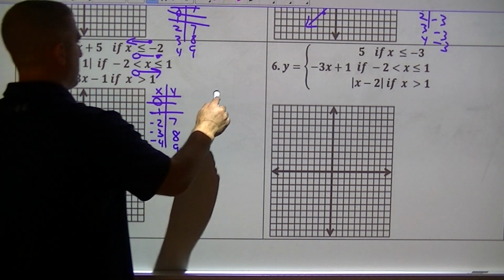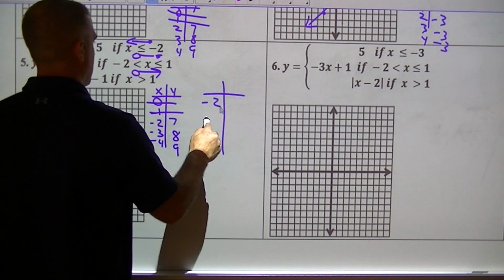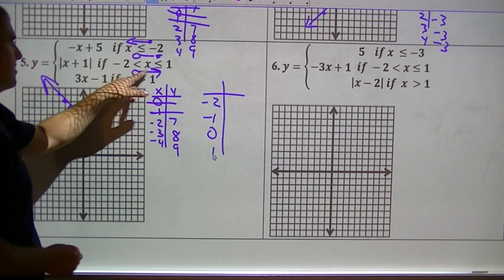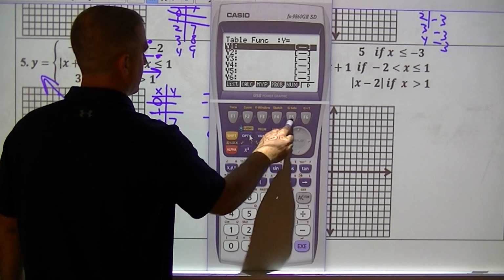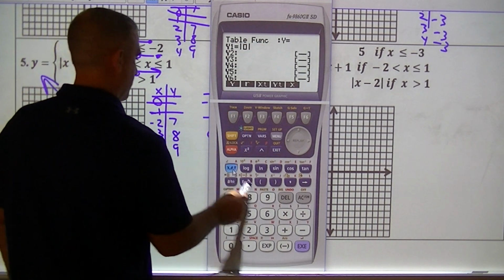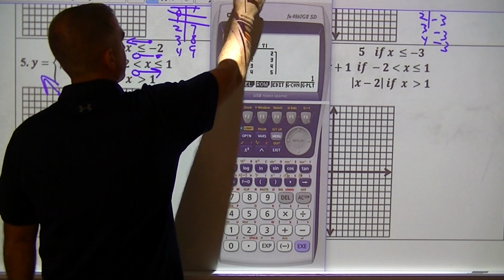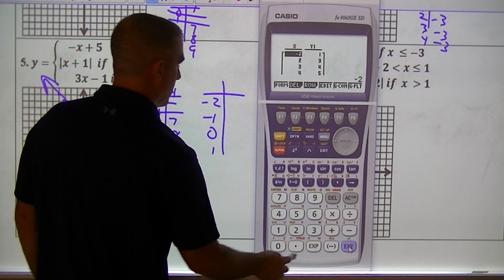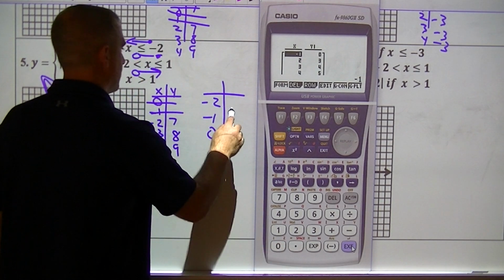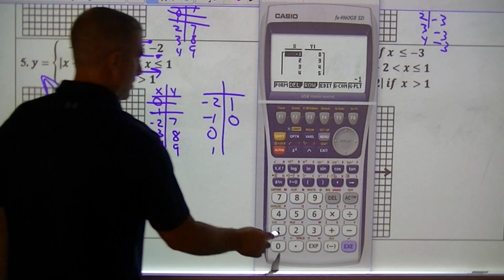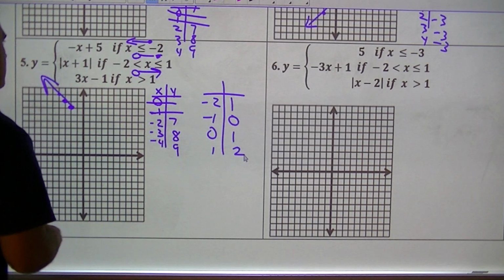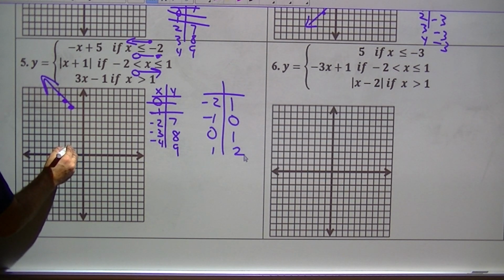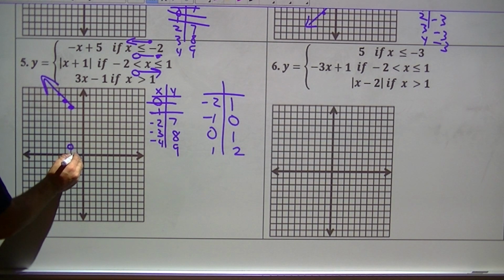Okay? Now, this next one, even though this is absolute value, I'm still going to build all the way to here because it's those. Okay? So let's go back. Delete. Option num abs x plus 1. Okay, -2 is 1. -1 is 0. 0 is 1. 1 is 2. Okay, so -2, 1. -1, 0. 0, 1. 1, 2.